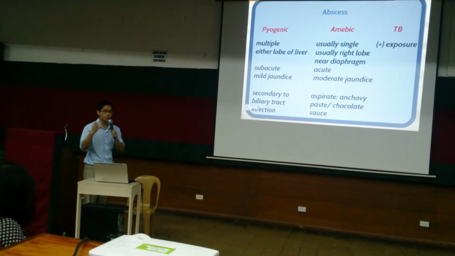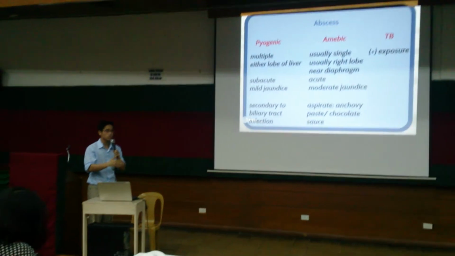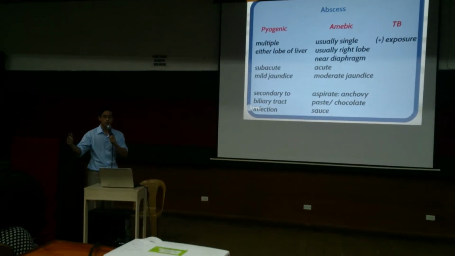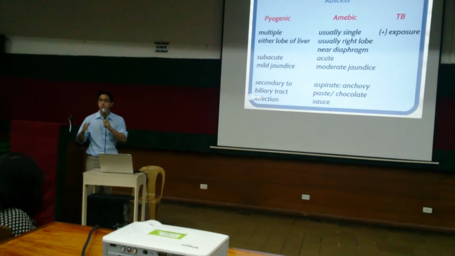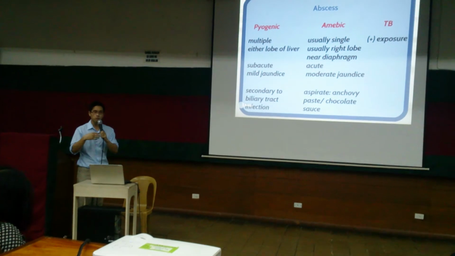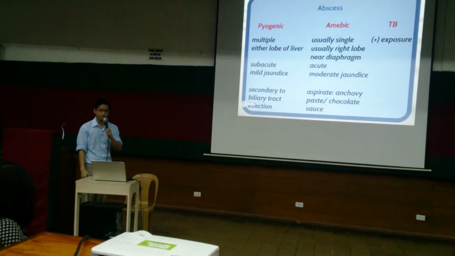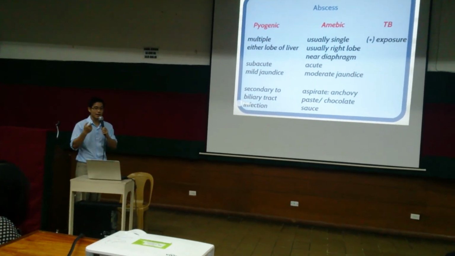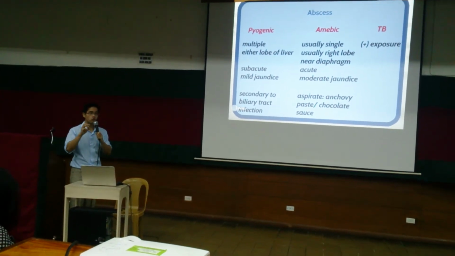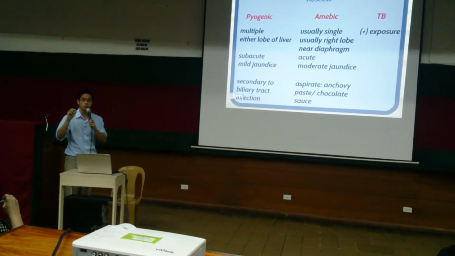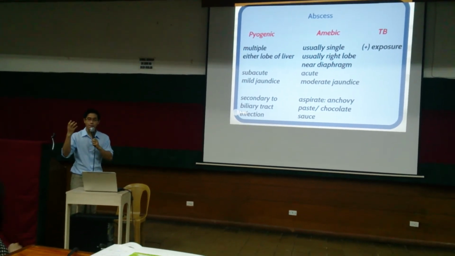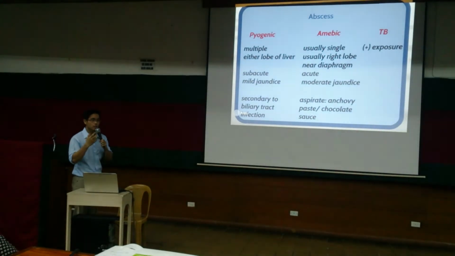Pyogenic usually presents subacutely with mild jaundice. Subacute meaning it occurs over the span of, let's say, weeks or months. However, an amoebic liver abscess usually occurs acutely, within approximately 2 weeks, and with moderate jaundice. For amoebic liver abscess, the aspirate is usually anchovy paste or chocolate sauce, because the trophozoites are very invasive, especially to the blood vessels, thus you would get this kind of hepatic aspirate.